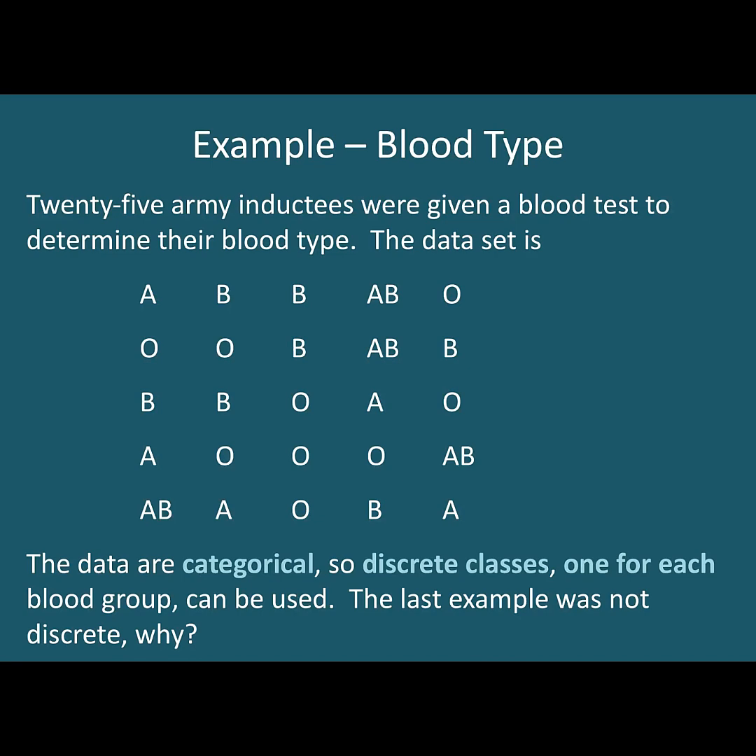The last example was not discrete. Why do you think that is? And the quick answer is the last group was numerical, whereas here we have data that is clearly not numerical.